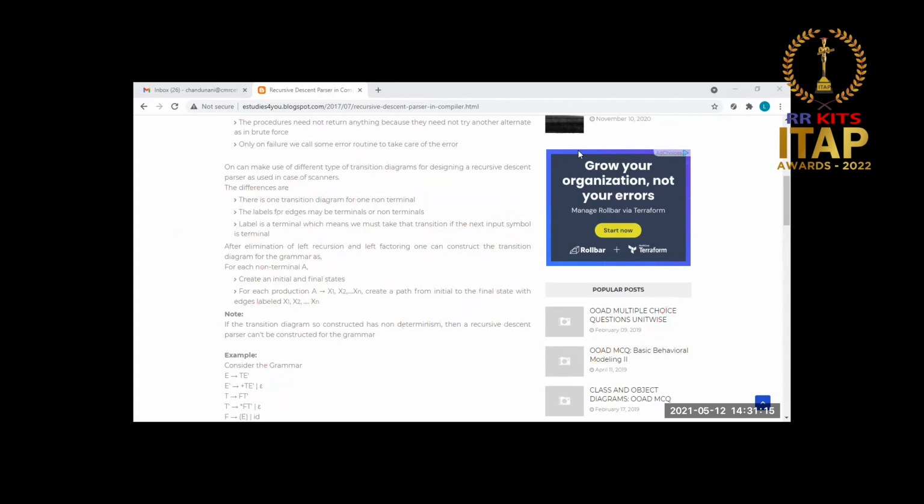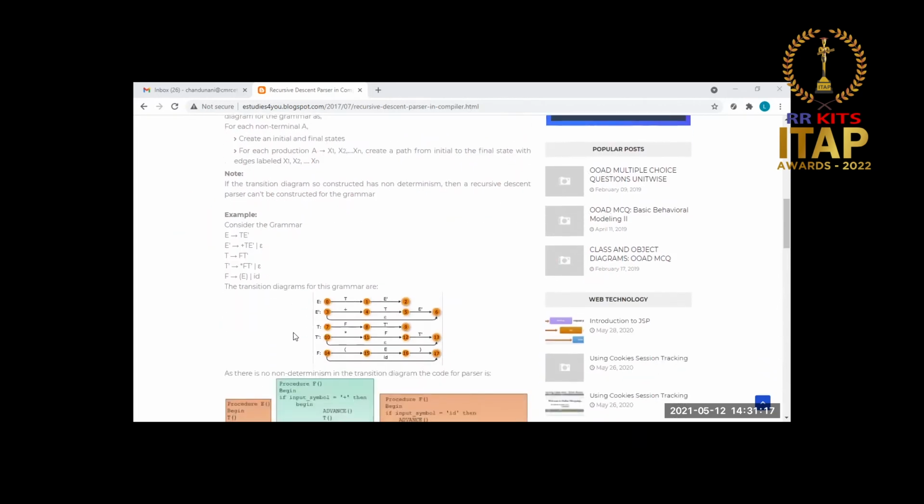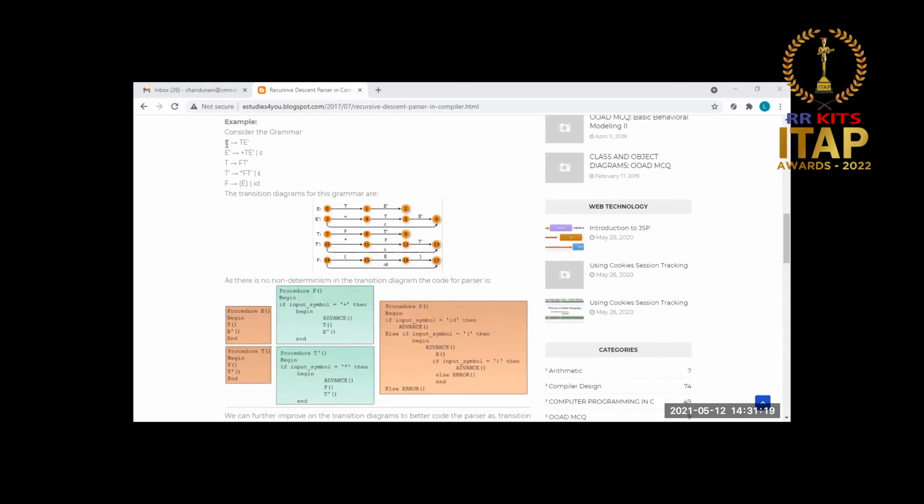Just see here. This is the grammar they have given, and there is no need of this partial transition diagram. Just ignore this transition diagram, and focus on these boxes. I'll explain how we got this. First I'm going to consider E tends to T E dash, the first production rule.